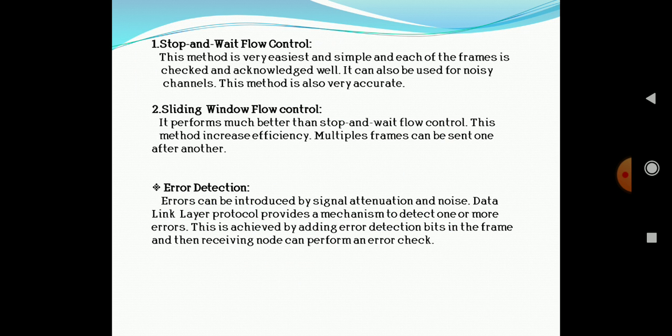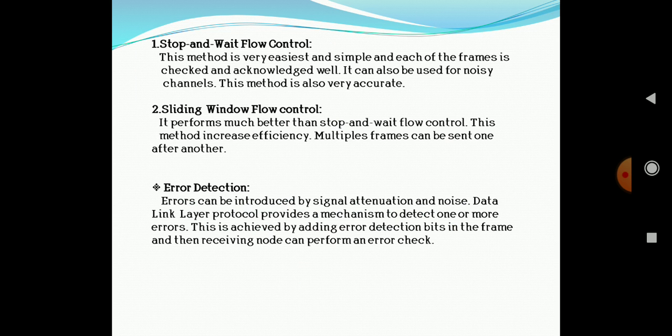Stop and wait flow control is the easiest and simplest method, and each of the frames is checked and acknowledged well. It can also be used for noisy channels. This method is also very accurate. Second one is sliding window flow control. It performs much better than stop and wait flow control. This method increases efficiency. Multiple frames can be sent one after another.